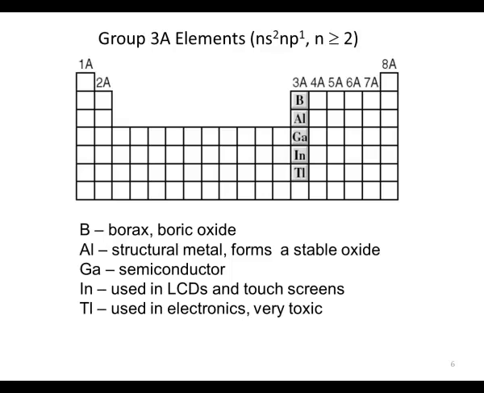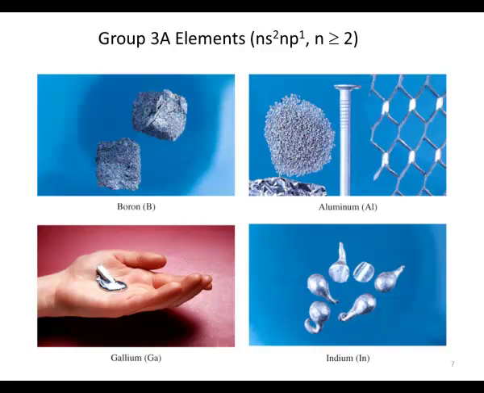Group 3A elements, boron, aluminum, gallium, indium, and thallium. Boron is found in the mineral borax. It's also used to manufacture boric oxide. Aluminum is a structural metal. It's lightweight, and it forms a very stable oxide, so it doesn't rust. Gallium is used in the semiconductor industry. Indium is used in LCD and touchscreens like your phones. And thallium is used in electronics. Unfortunately, it's very toxic. Notice that gallium melts at room temperature.